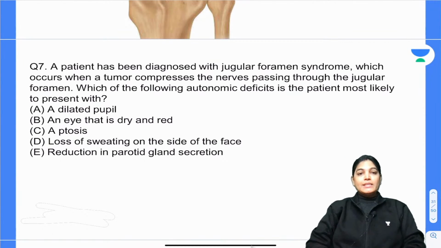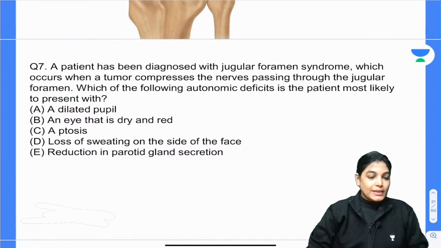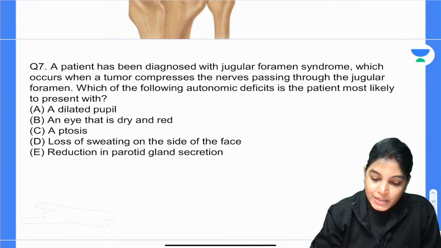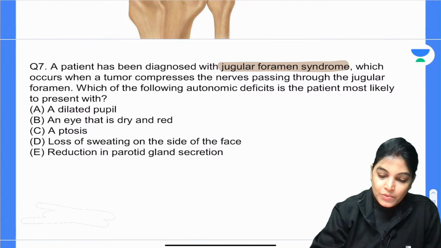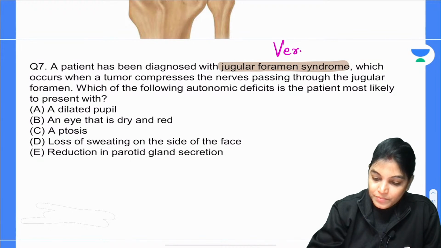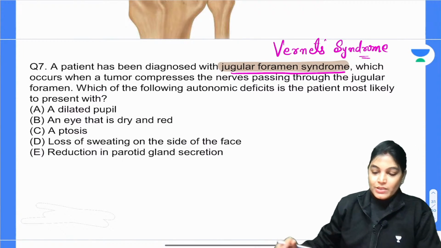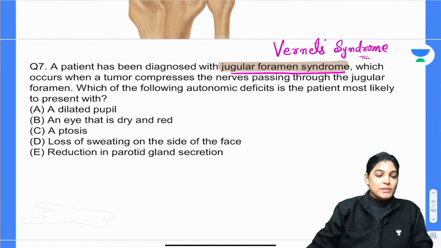Whether it is a case of dilated pupil, an eye that is dry and red, ptosis, loss of sweating on the side of the face affected, or reduction of parotid gland secretion. So the key point mentioned here is jugular foramen syndrome. What is the other name of jugular foramen syndrome? It is also called Vernet syndrome. The syndrome is already mentioned, and you have to tell me the presentation of the patient, and all 5 options are given. So please mark the correct answer.